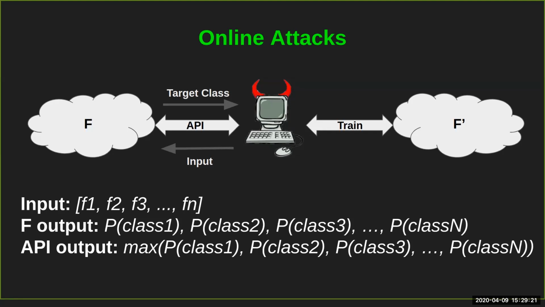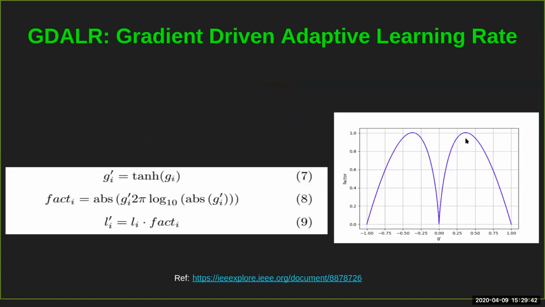So either you can use traditional machine learning algorithms to train the duplicate model on your end, or at Payatu we have done some research and came up with a different algorithm that can efficiently steal those models, or efficiently train the models based on labels. That algorithm is called GDALR, which is gradient driven adaptive learning rate. This is just some of the mathematics behind the algorithm, and go ahead and check the paper. If you want the paper, you can contact me and I'll send it to you.